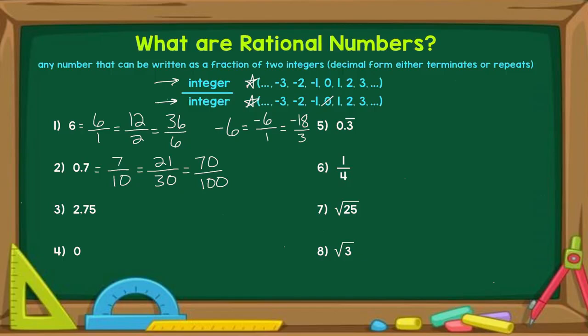So it's rational. And just like we talked about in number 1, a negative, so negative 0.7, that's rational as well. We can write this as negative 7 over 10. So any terminating decimals are going to be rational.